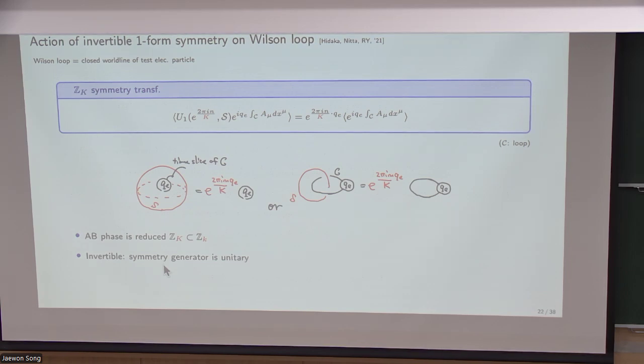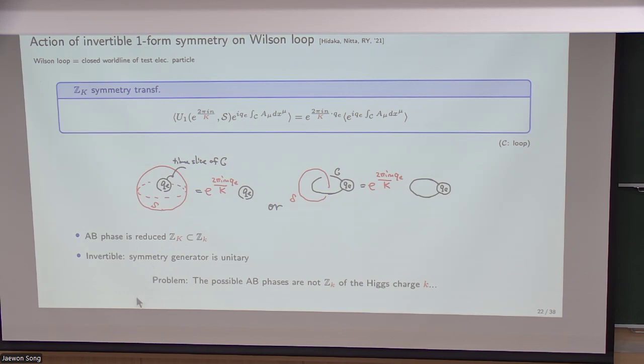So this is a symmetry transformation by the symmetry generator. The derivation is the same as the previous discussion, but the generated phase is capital K valued. So the Aharonov phase is reduced. However, this symmetry is still invertible because the symmetry generator is unitary. So there is a problem.